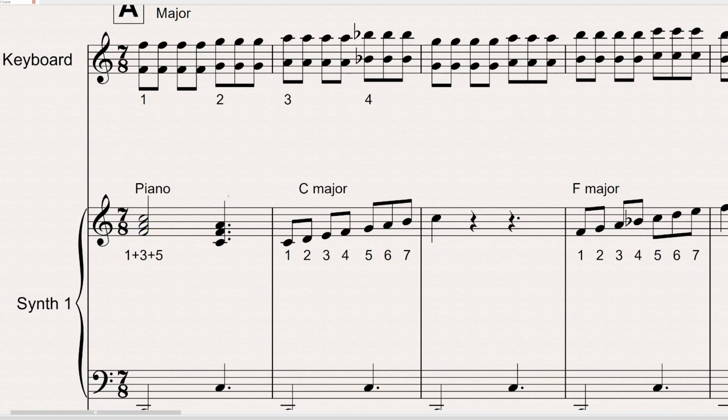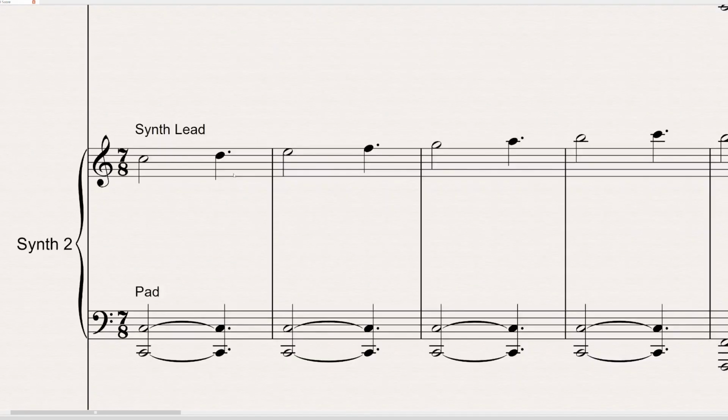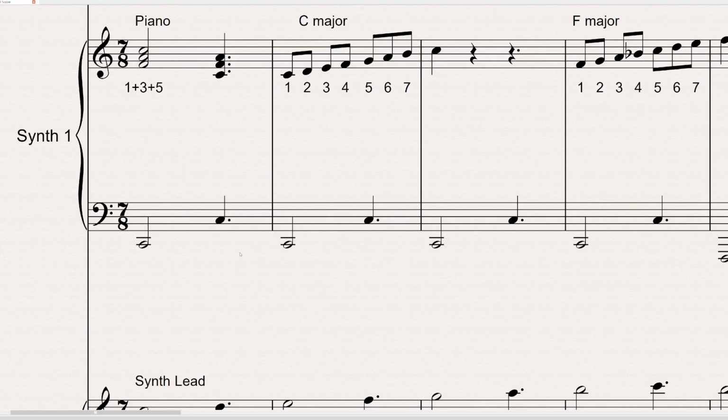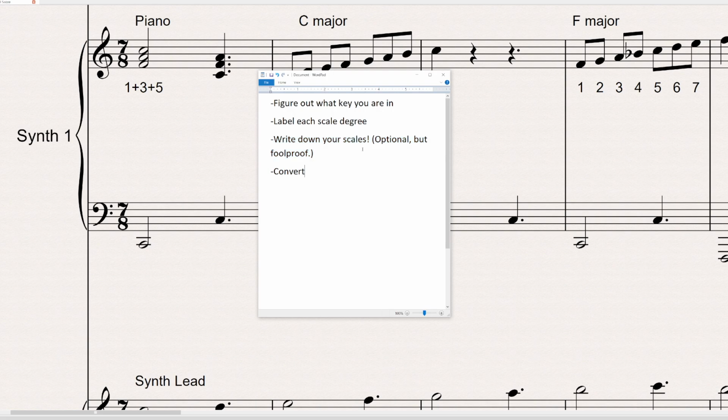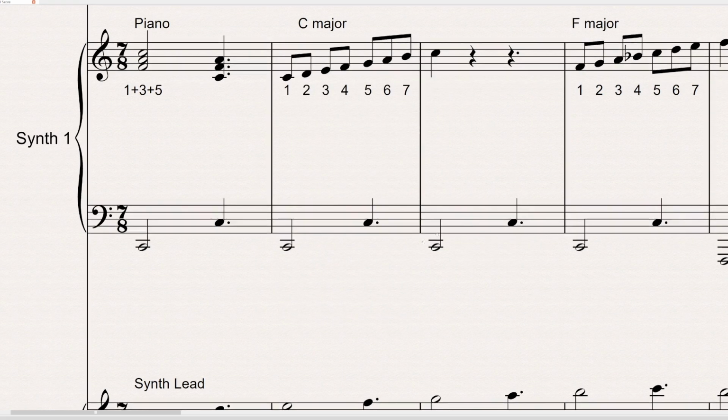So while it is long, this is a foolproof way to transpose anything. You look at the note, figure out the scale degree. This note here is a C, and since we're in C major, this is scale degree 1. Then whatever key you're trying to make it, you pick the note that is the same scale degree, and you transpose. So let's do a little recap here. First, figure out what key you're in. Label each scale degree based on the key you are in. Write down the two scales, the original one and the one you're trying to convert to, and then simply convert from one to the other.